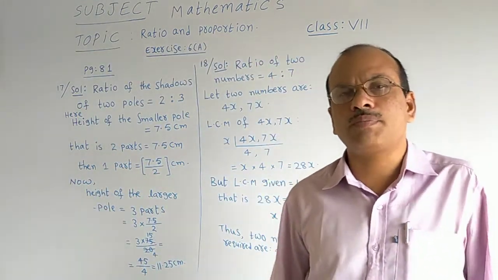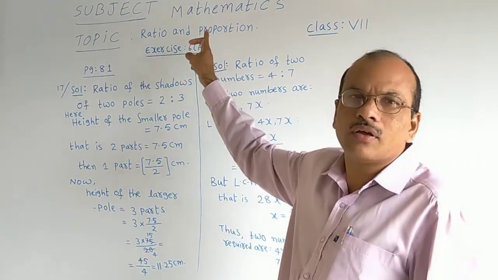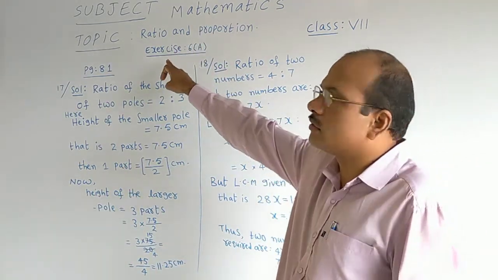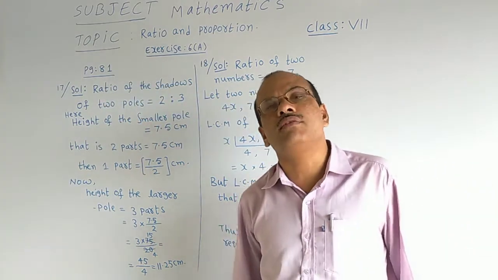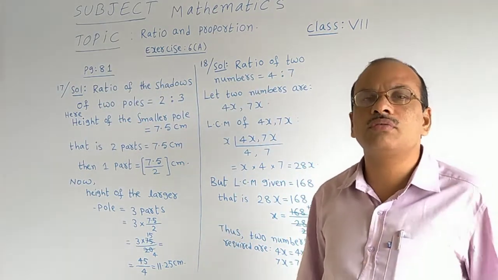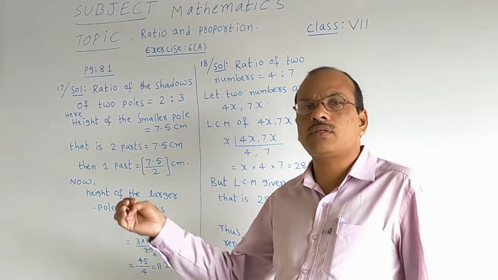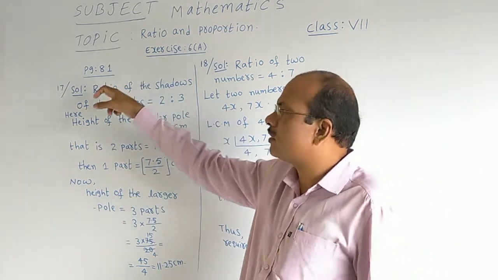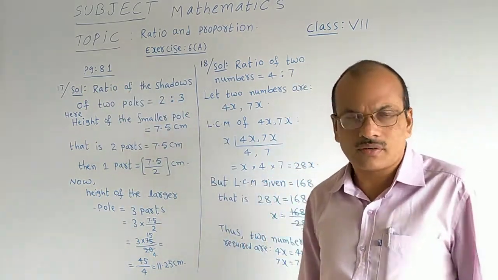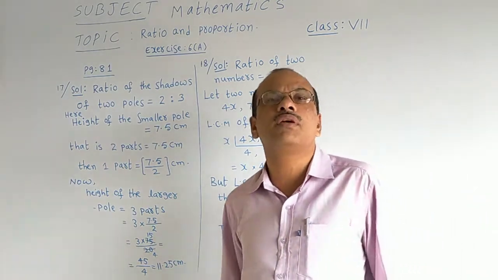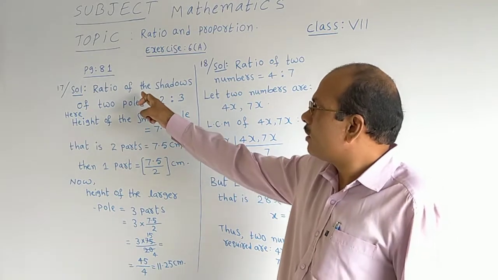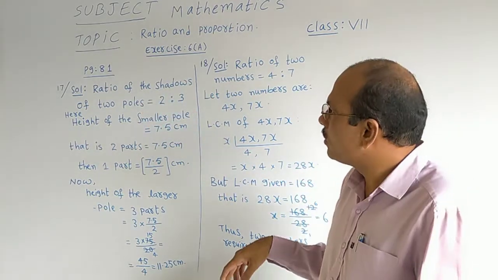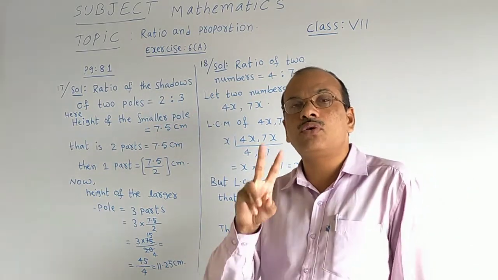We were in the chapter ratio and proportion, exercise 6A, on page number 81. All of you take out your maths textbook, page number 81, 17th question. Up to the 16th we finished in the previous class. Now question 17. Here is the ratio of the shadows of two poles.